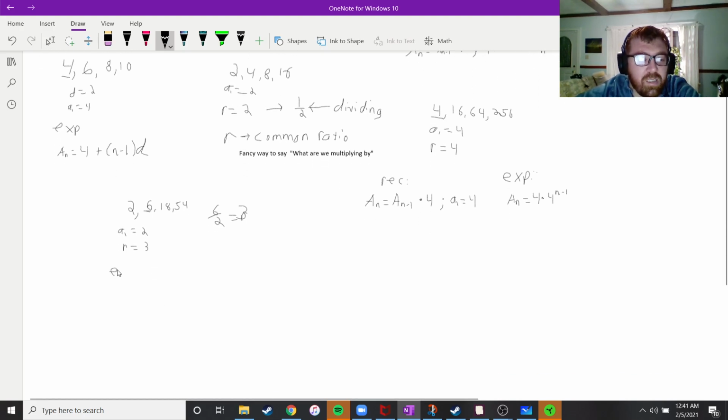Now my explicit formula is going to be a to the n is equal to 2 times 3 to the n minus 1. Now what if I wanted to use what I have here and turn it into the recursive formula?